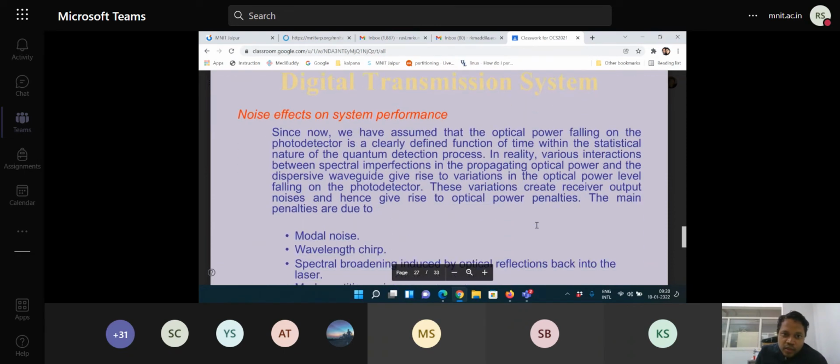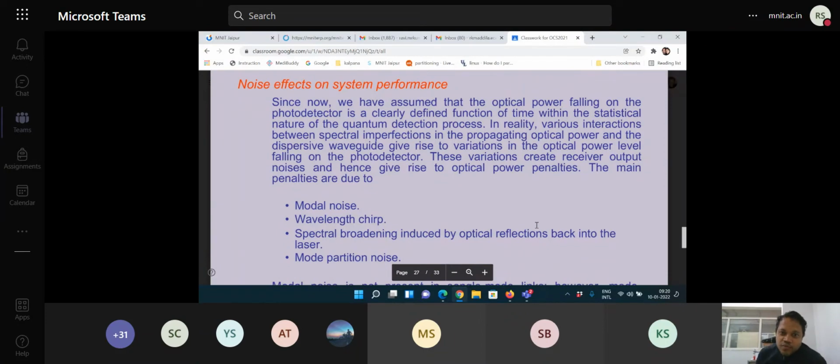Going ahead, there are certain noise effects on system performance. The most common noise sources are modal noise, wavelength chirp, spectral broadening induced by optical reflections back into the laser, and mode partition noise. We'll take a look at all four of these.